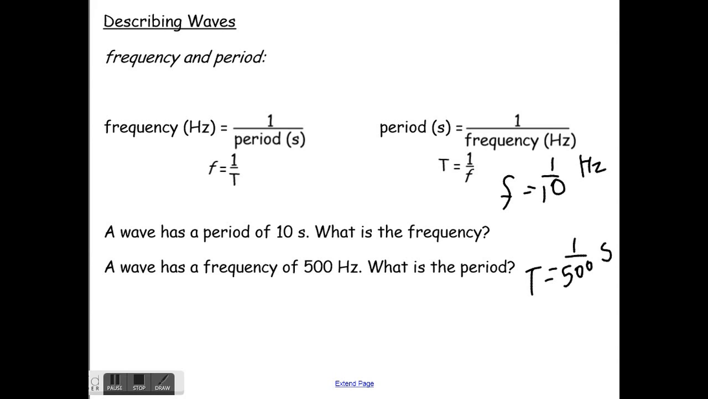500 seconds. So what this tells me is that one wavelength, so one complete cycle, right, one all the way through here, one complete cycle will happen in 1/500th of a second. Okay, so that's what that tells me. That's what period means. And 1/500th of a second is one cycle. Does that make more sense now?